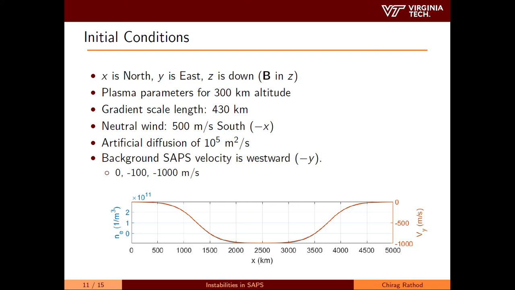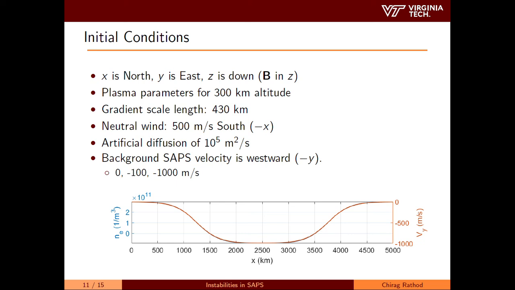So we take our plasma parameters to be for 300 kilometers in altitude. We have a gradient scale length of 430 kilometers, taken from approximations from CEDAR. We have the neutral wind at approximately 500 meters per second in the south direction, or negative x for us. We have an artificial diffusion of 10^5 meters squared per second.